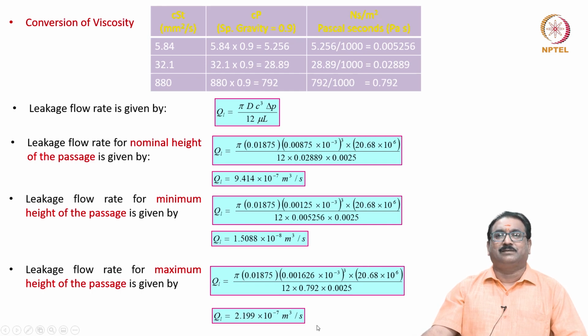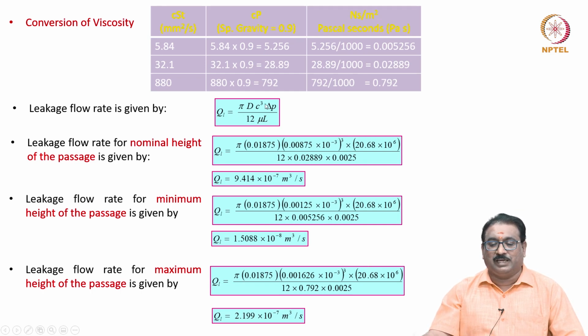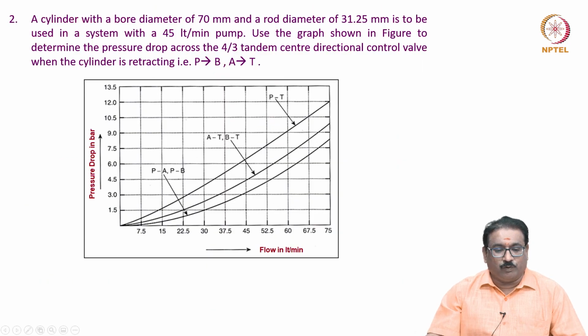Very simple, friends, it is. The only thing you have to remember is the leakage flow, then it is possible to find it out for the nominal diameter, minimum height and maximum height of the gap. I will show you one more.